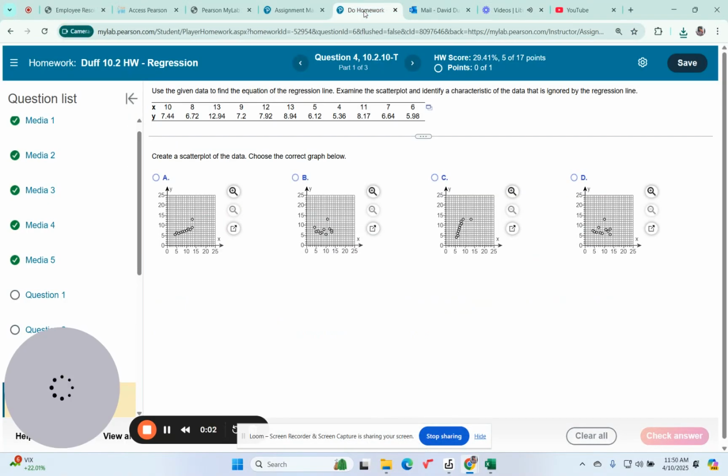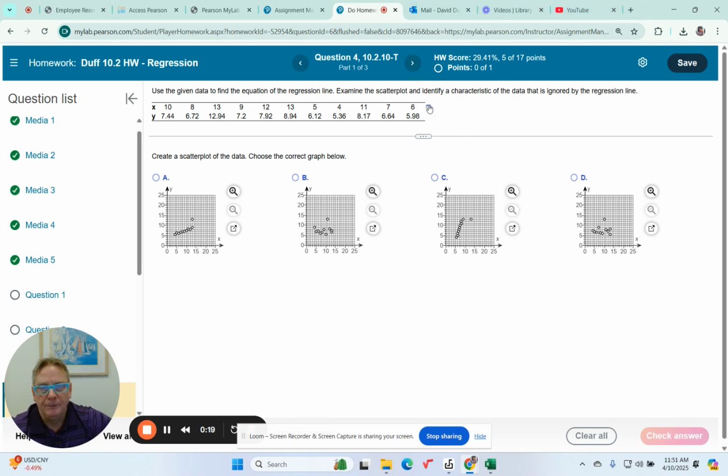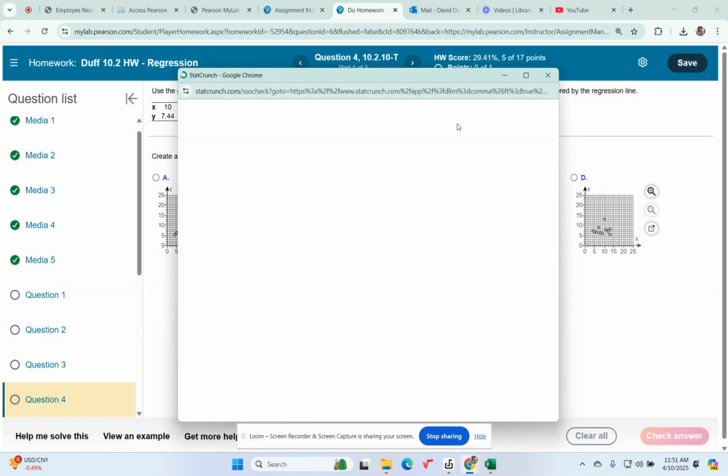All right, so let's take a look at 10.2 question 4. So we're given some data, and we want to use the data to find the equation of the regression line and take a look at the scatter plot. So here's what we're going to do. We're going to export this data into StatCrunch.